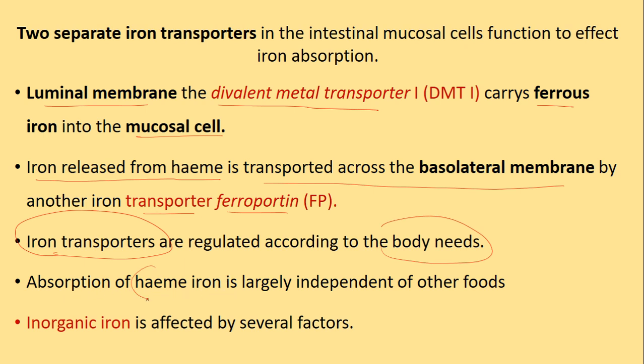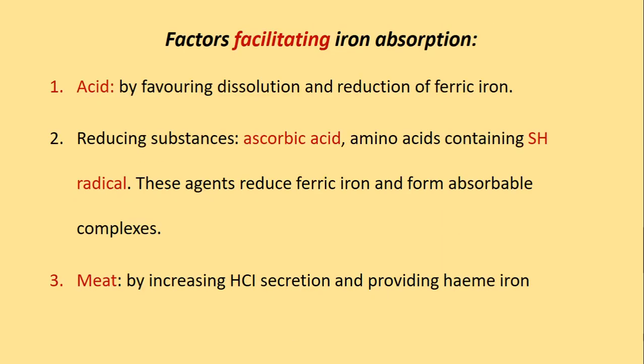So, the absorption of heme iron. As I said in the last slide, there are two forms, heme iron and inorganic iron. Heme iron is largely independent of the presence of food for its absorption, whereas inorganic iron is affected by the presence of food as well as other factors. So let's know the different factors which affect its absorption. What are the factors which facilitate iron absorption? We are talking with respect to inorganic iron.